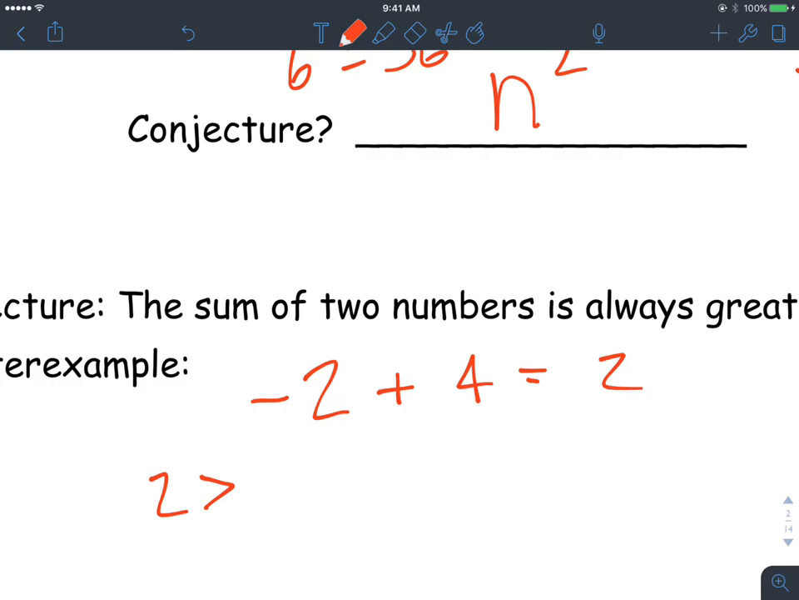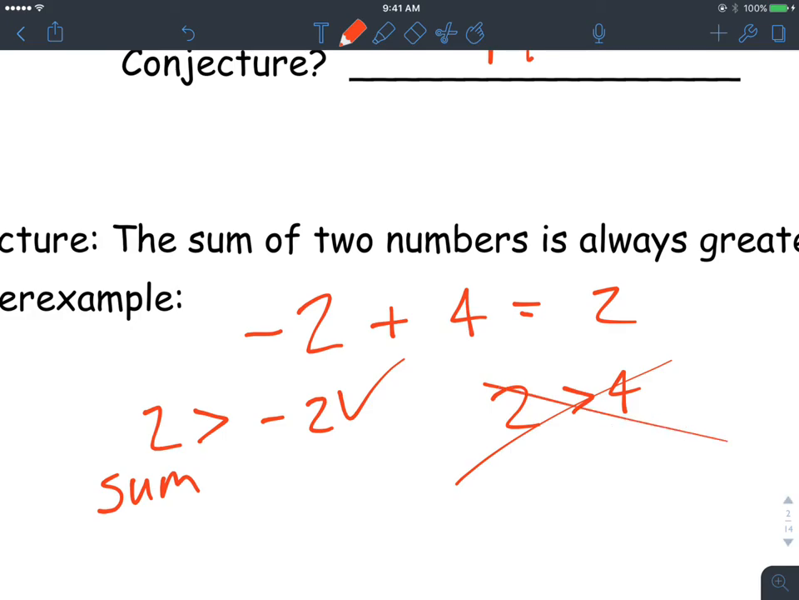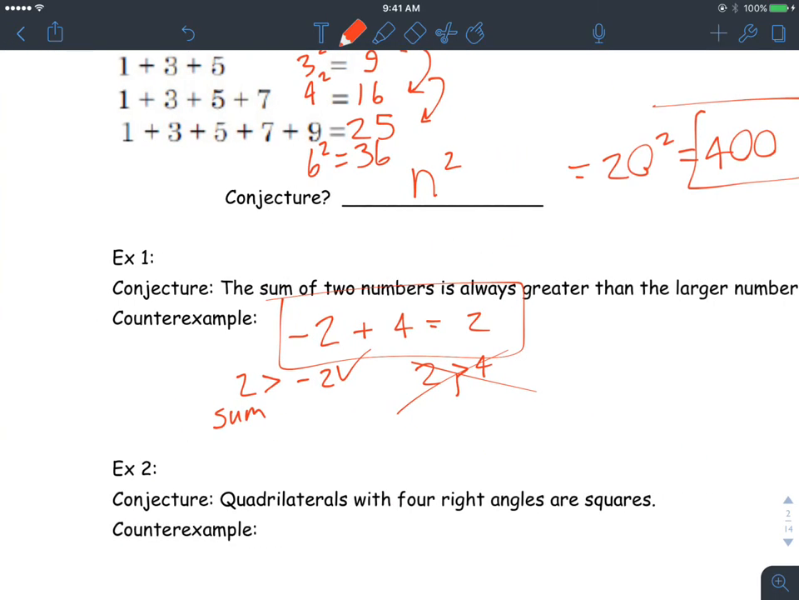So 2 is definitely greater than the negative 2. I agree with that, but I don't think 2 is greater than 4. So that right there does not work out. So this would be a counterexample. This would be something that makes that statement not always true. Remember, there can be multiple counterexamples. That's not the one and only. You can do multiple of them.